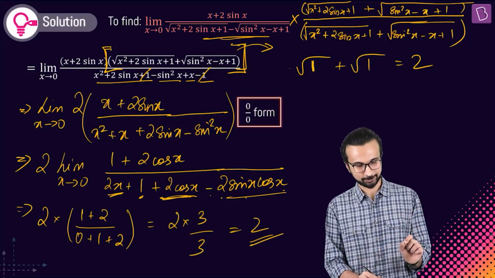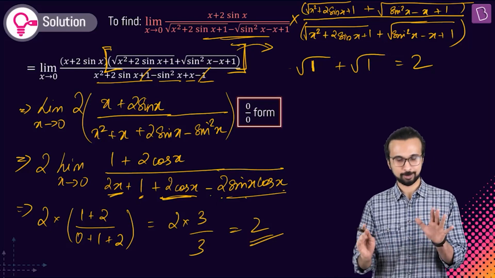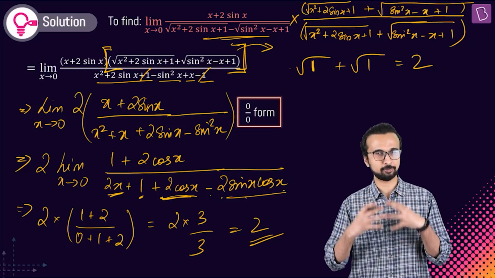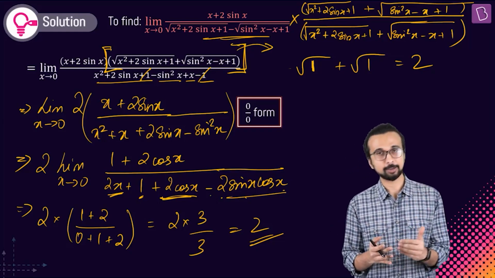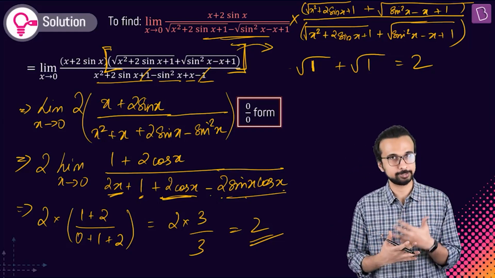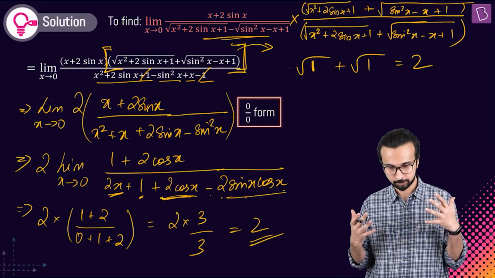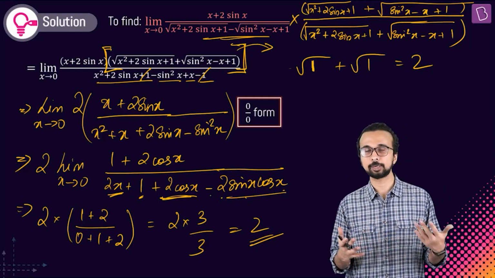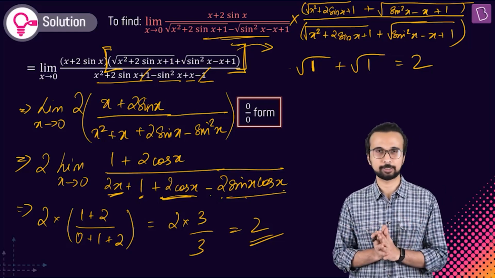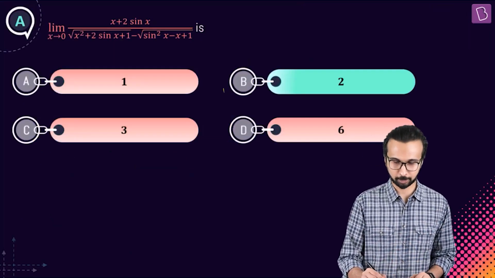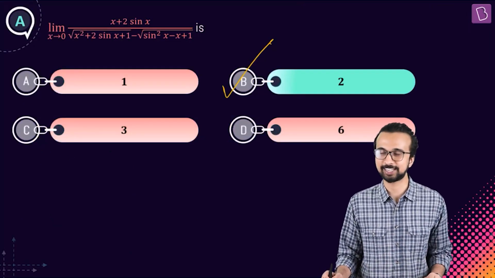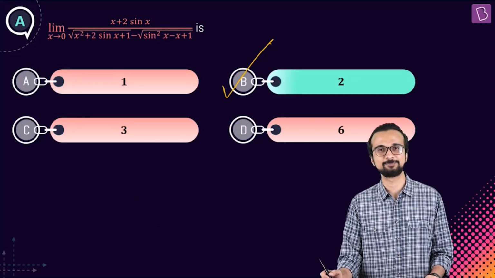So in this question, all we did was we simplified it a little further using rationalization. But when we did that, we were still stuck with 0 by 0. So whenever that happens, what can you do? You can try L'Hopital rule. We tried L'Hopital and we got 2, which means option B will be the correct answer. Got that?